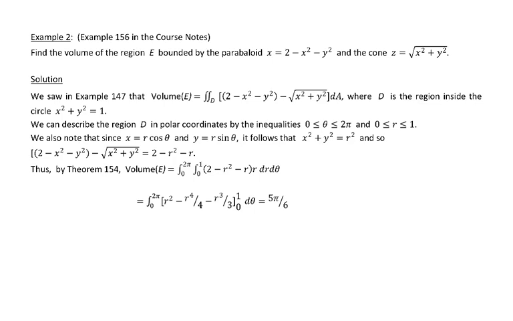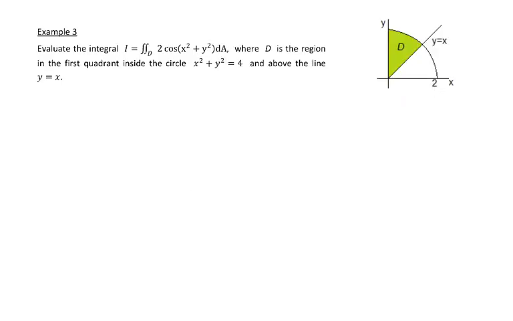Let's have a look at another example. Let us first have a look at the region D that is given. The region D is in the first quadrant, inside the circle with radius 2 and center at the origin, and above the line y equals x. I hope you can clearly see that that is the area shaded in green. That is our region D.